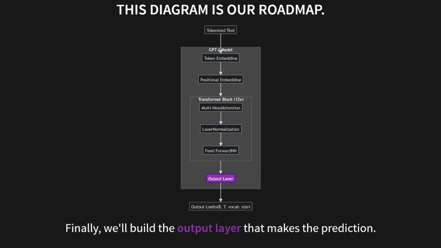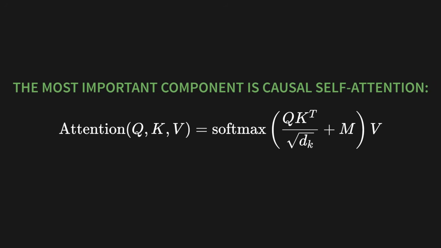The most important component is causal self-attention. It's all governed by this one formula. Attention of Q, K, V equals softmax of Q K transpose over the square root of d sub k, plus a mask M, all times V. I know this looks intimidating now. I totally get it. Trust me. By the end of this video, it will be second nature.